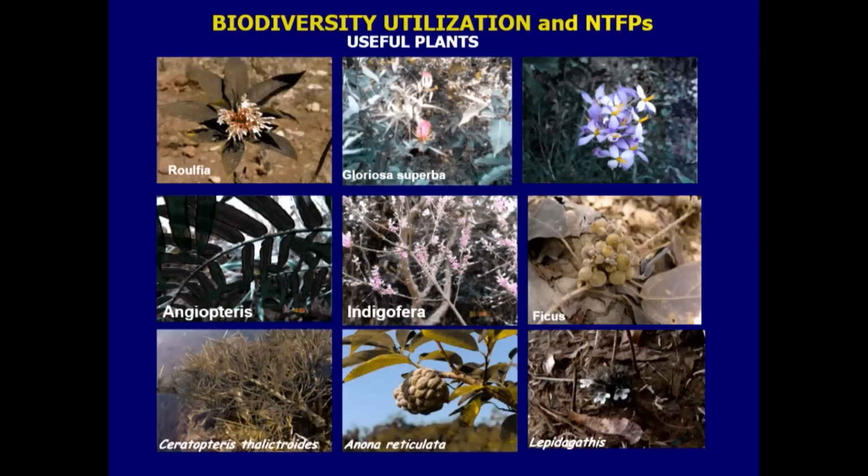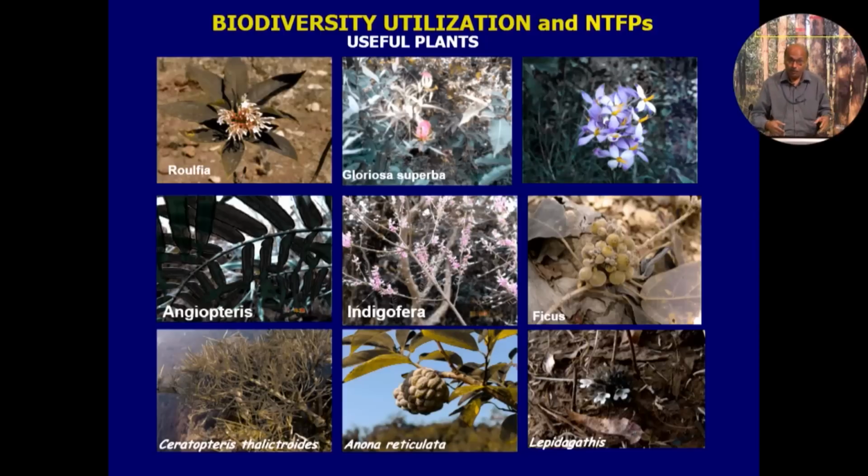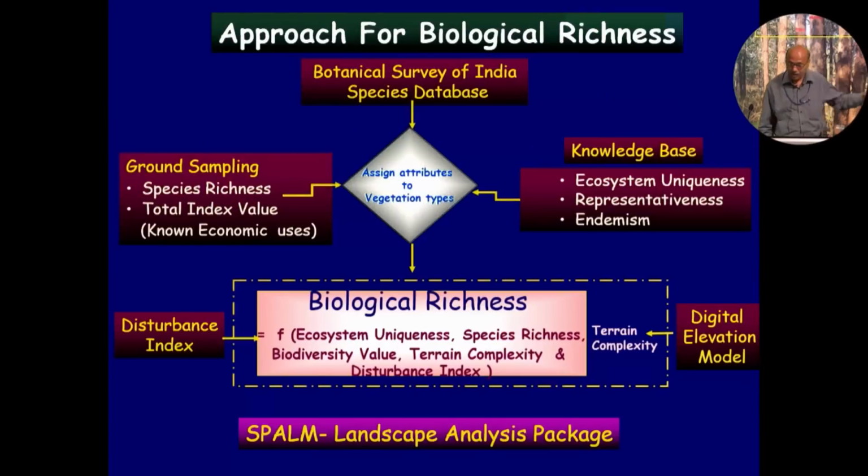Similarly, Sarifa, Lepidocyathus, for fever and all that you are using very commonly in this plant. Fig, all these species are found there. Ceratopteris, people use it as a vegetable. That means if I have done the proper inventory in that area, I can find out the number of economically, medicinally important species, or let us say endemism or representativeness, I can find all the species which are growing in that particular area. When I put all these parameters which I set here, the situation changes.